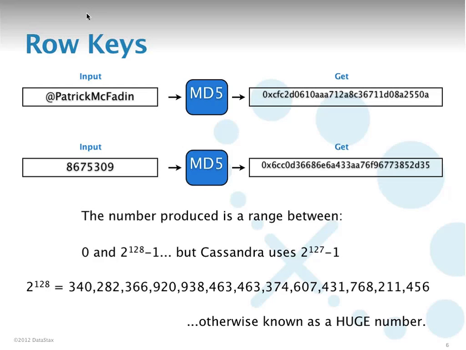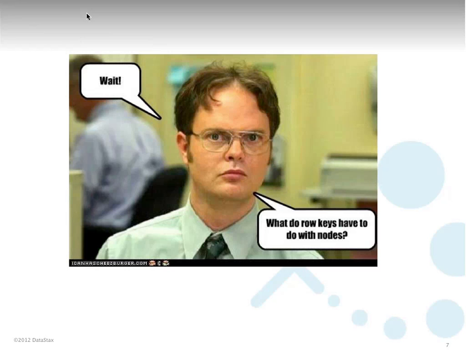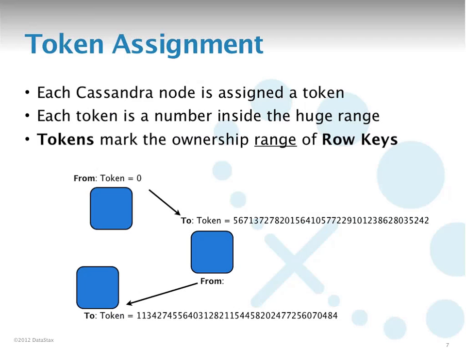So what does that have to do with nodes? We were talking about row keys. What about nodes here? Let's talk about why this makes sense, and this is going to make a lot of sense in a minute. Each Cassandra node is assigned a token, and that token is just a number inside of that range from 0 to 2 to the 127th. That's a lot of numbers, but what we're trying to do is break up the ranges across all these different nodes so that when you set data in there, it's being spread out neatly.